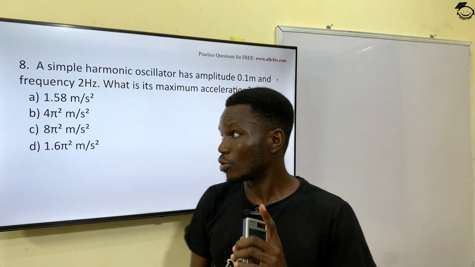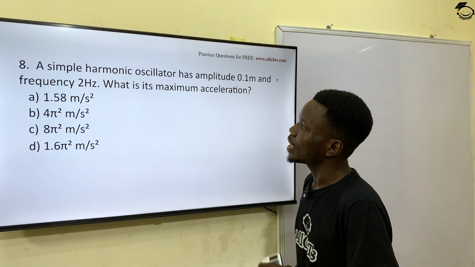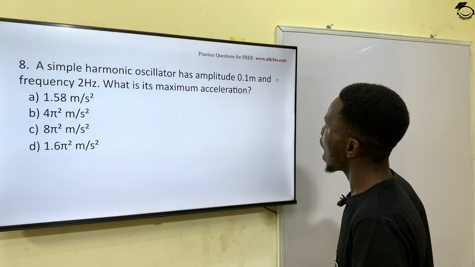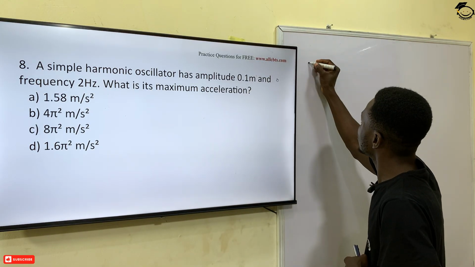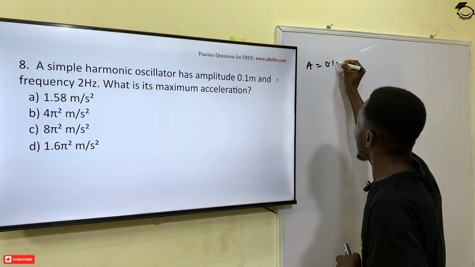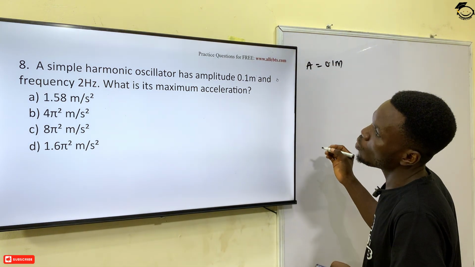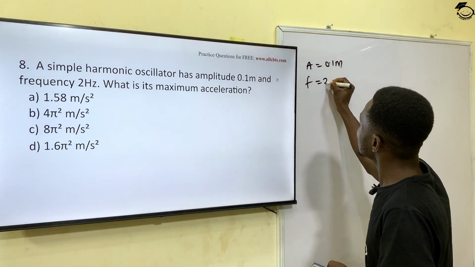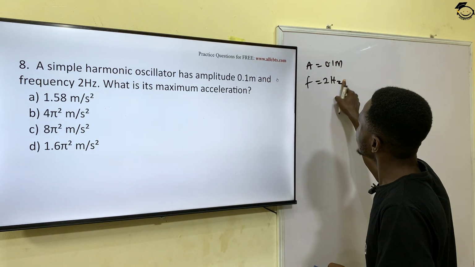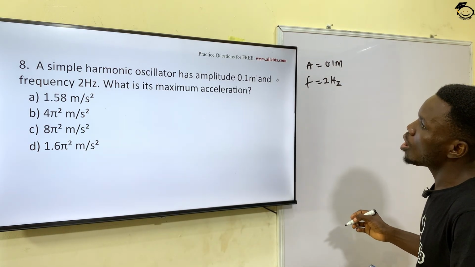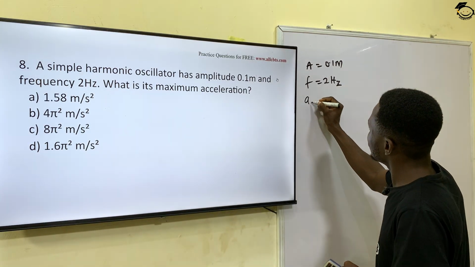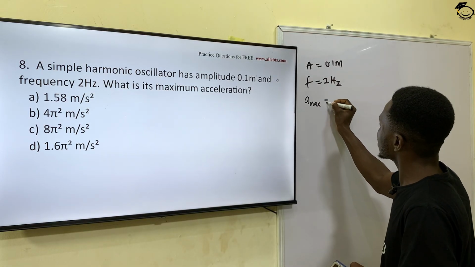This is question number 8, which says a simple harmonic oscillator has amplitude 0.1 meters. So we are given the amplitude as 0.1 meters and a frequency. So we are given the frequency as 2 Hz. What is its maximum acceleration? Maximum acceleration, a max, is unknown.